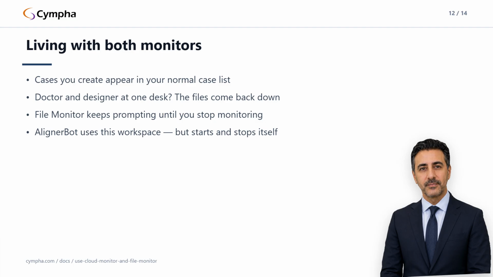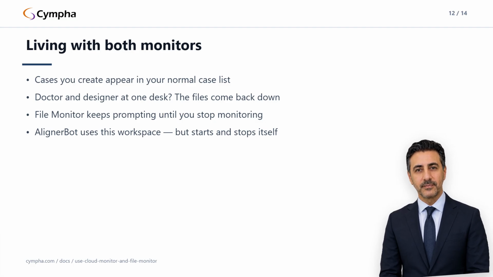And a boundary worth naming. AlignerBot is its own thing. Its submenu is for labs running the desktop dispatch loop on this workstation. And while it works out of the very Cloud Monitor workspace folder you configured today, it has its own start and stop controls and its own guide.